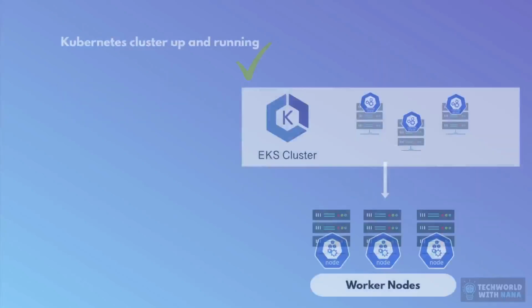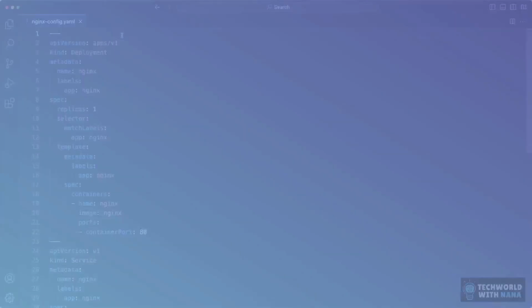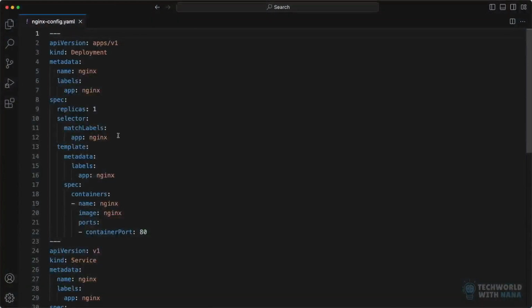So now that we have a Kubernetes cluster up and running with worker nodes, let's actually deploy an application pod and service into our cluster. So I have already created a very simple deployment and service configuration file for Nginx because we want to deploy an application that has UI so that we can also configure and see how accessing that application from the browser works when our cluster is running on AWS.